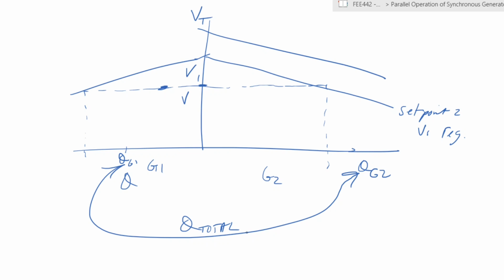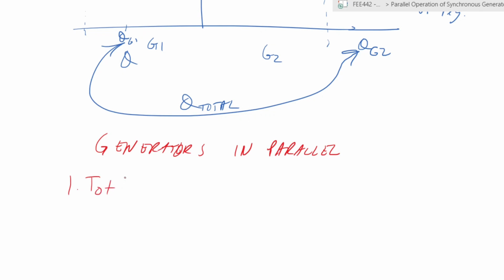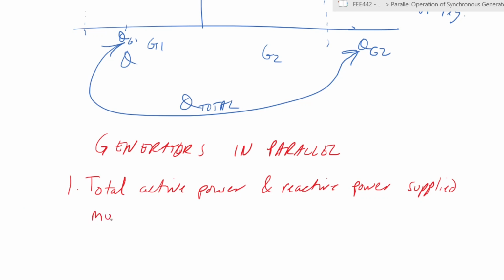So in summary, the key points for generators that are in parallel. The first key point is total active power and reactive power supplied must equal the total consumption of loads. All right, that is rule number 1.